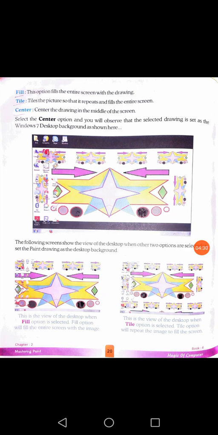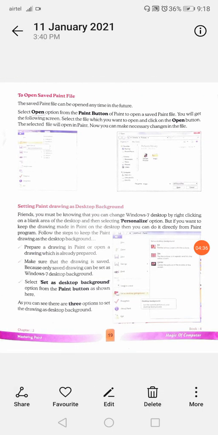Fill: this option fills the entire screen with the drawing. So here you can see that on the right side, when we click on Set as desktop background, three options are given: fill, tile and center. See, three options are there on page number 19. You can see them when you click on Set as desktop background. Okay, so when you click here these three options will appear. Now let us see the details.